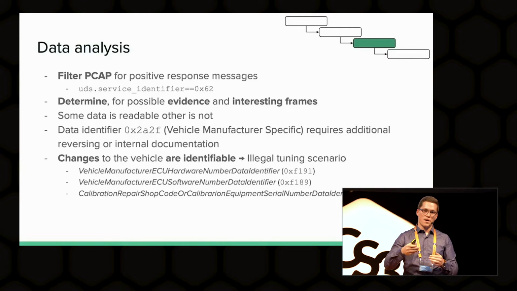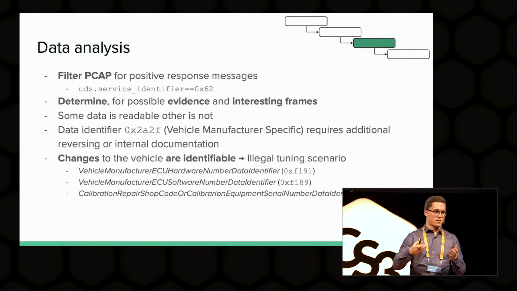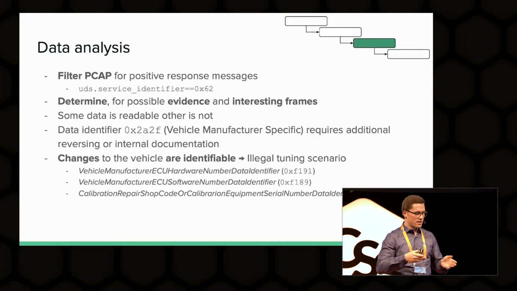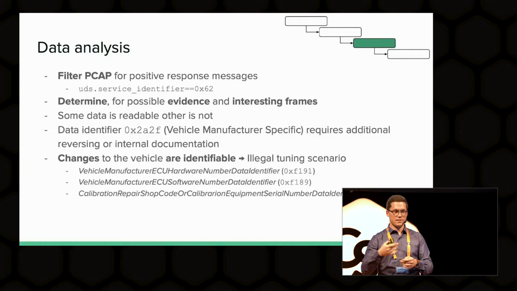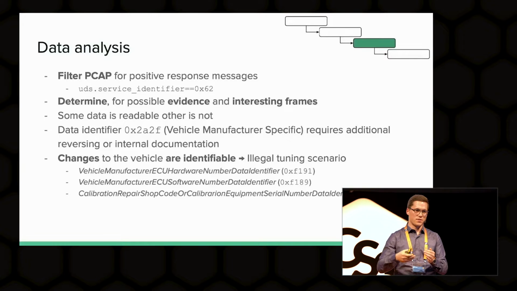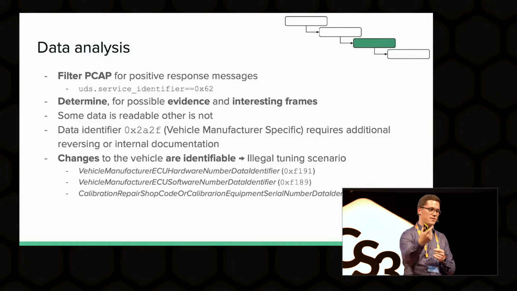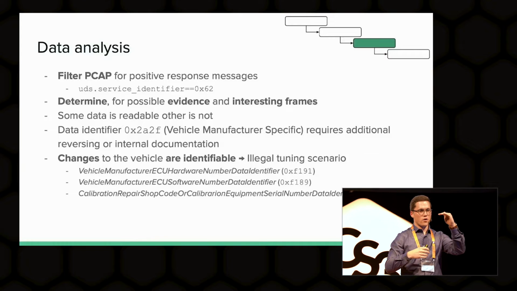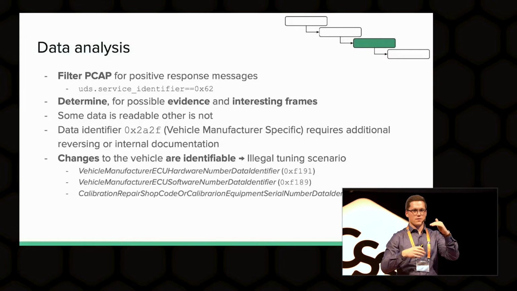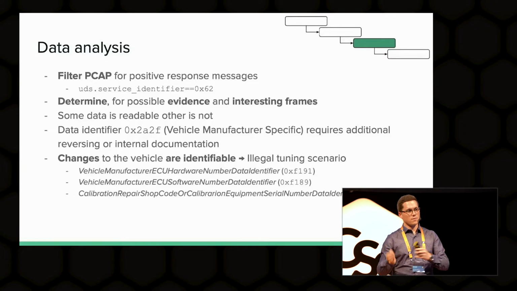So first, we will only look at positive responses. For UDS, the service identifier is hex 62. For the positive responses, this means that the ECU is actually sending data back to us, to our analysis computer. And if we do this, we can determine which evidence or frames are interesting for us. Some are interesting, some are not. I will show some later.